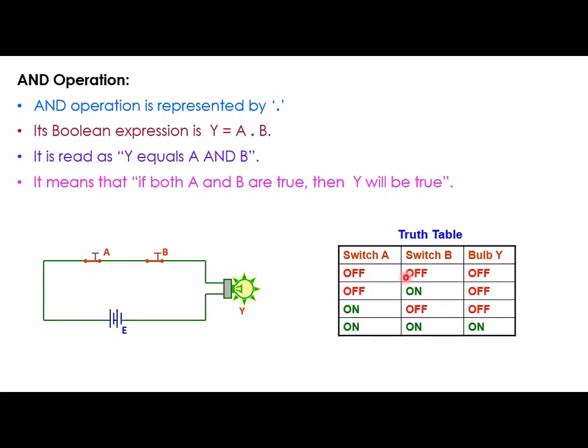So obviously this table of values is representing the operation of this circuit, and this table is representing the logical operation defined by this logical statement. What is that logical statement? If both A and B are true, then only Y will be true. This logical statement is being satisfied by this truth table, and hence this electrical circuit is representing this logical statement, and this operation is called AND operation.